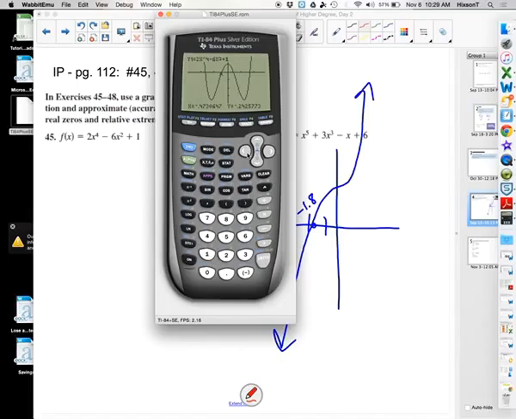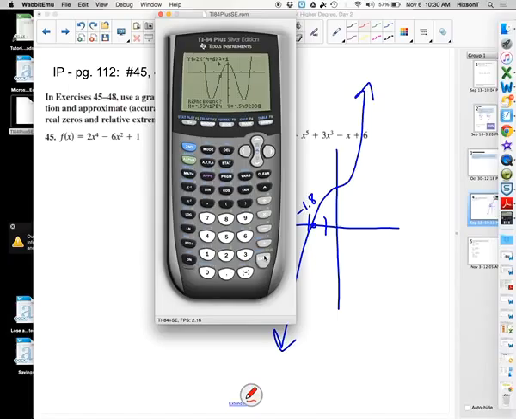Alright, so I'm going to try to find this zero here, and I'm going to hit second calculate. Second calculate is above trace. And you'll notice here we have a number of options. We want to find the zero in this case. So I'll hit number 2 for zero. And now we've done this before: left bound, right bound, and guess. So I use my left and right arrows to move over to the left of where that zero is, and I hit enter.